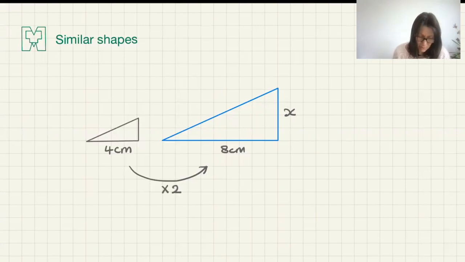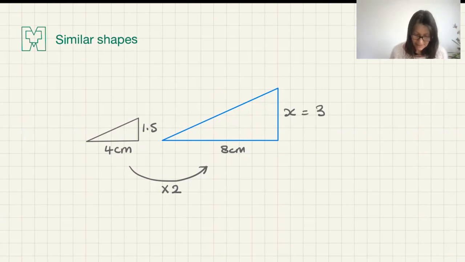So it wouldn't matter what I put here. I could put 2, and I know then that x must equal 4. I could have done something completely different. I could have put 1.5, and I know that this would have to be 3, because that edge has to be scaled up in exactly the same way. So that is the principles behind similar shapes.